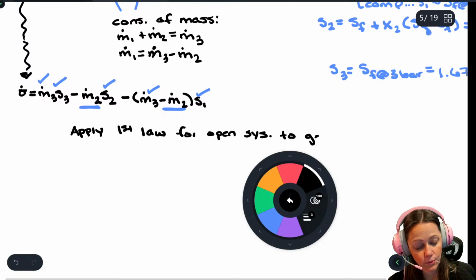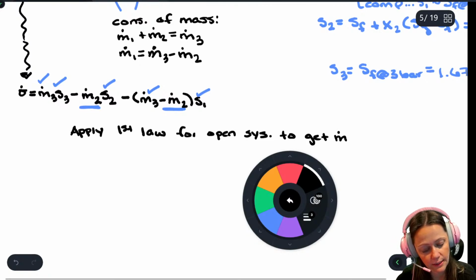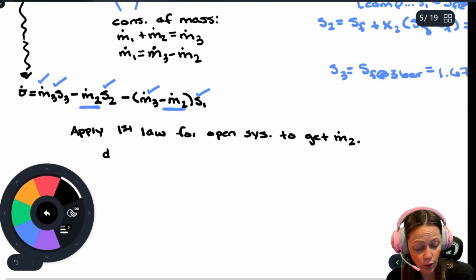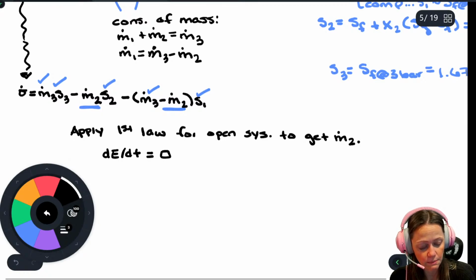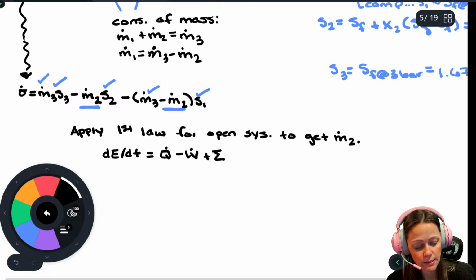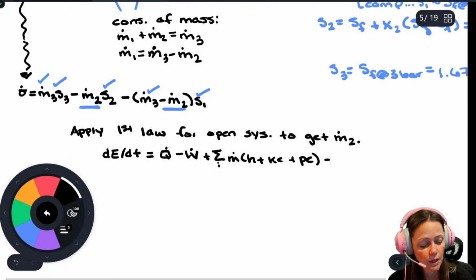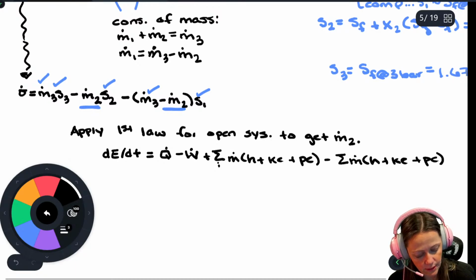The reason that we're doing that is we're going to get m dot 2. Perfect. So let's go ahead and I'm going to write out the whole thing, then I'll start canceling terms out. So dE/dt, the rate of change of energy contained within the system, is equal to Q dot minus W dot plus the sum of m dot times (h plus kinetic energy plus potential energy). Of course, some of this stuff is clearly going to go away, but I'm going to leave it there for now just so I can show how things are going to cancel out.